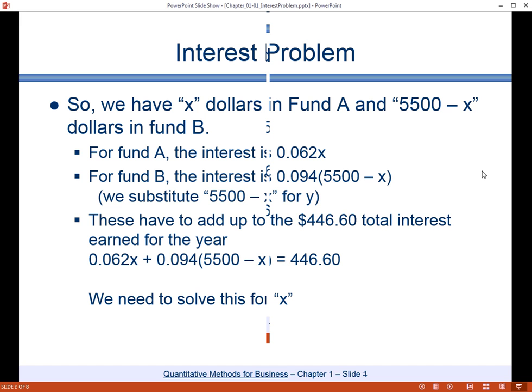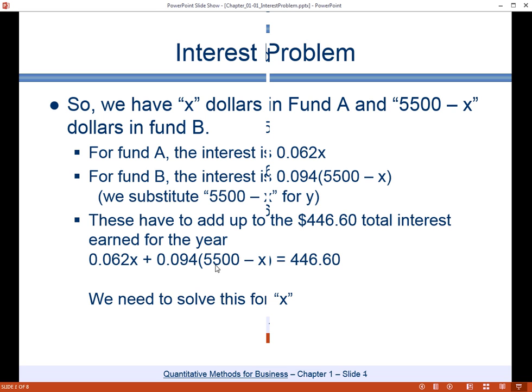So we have X dollars in Fund A and 5,500 minus X dollars in Fund B. So for Fund A, the interest is 0.062x, and for Fund B, we're going to use 0.094y, but we're going to stick the 5,500 minus x in as a substitution for y. That's where we got from our initial relationship between x and y. And so those two interest values have to add up to the $446.60 total interest that was earned for the year. And so that's what this equation is telling us.